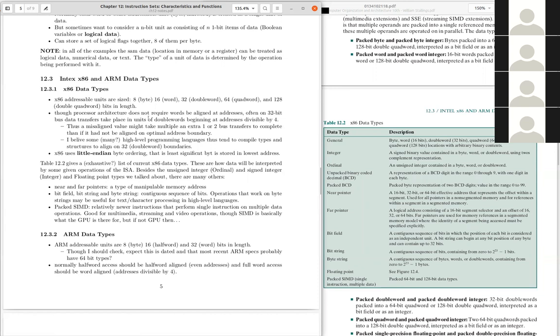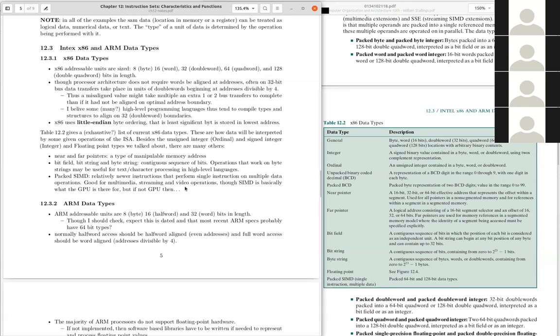Okay, so if I want to add two bytes together, I've got one version of the add opcode. If I want to add 16 bit words together, I've got a different version of the opcode, and so on, all the way up to double quad words, right? You'll have similar different versions for arithmetic on floats, usually operating on either 32 bit floats or 64 bit floats or 128 bit floats.